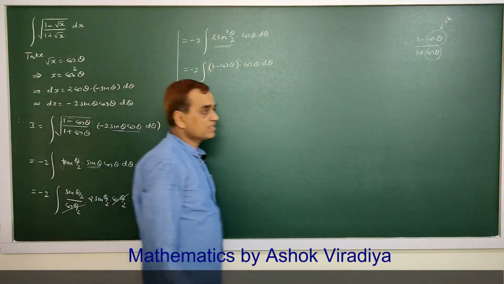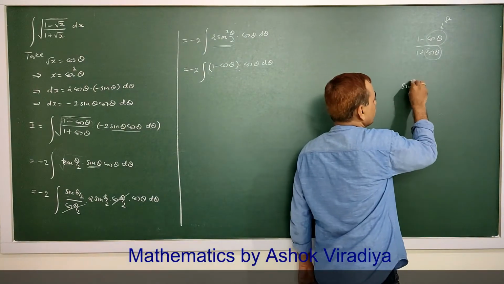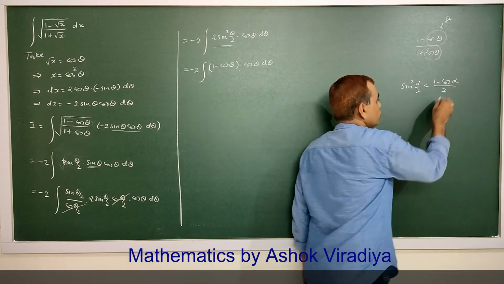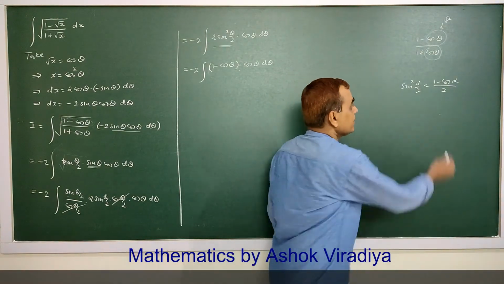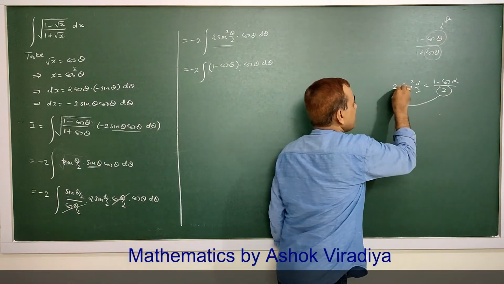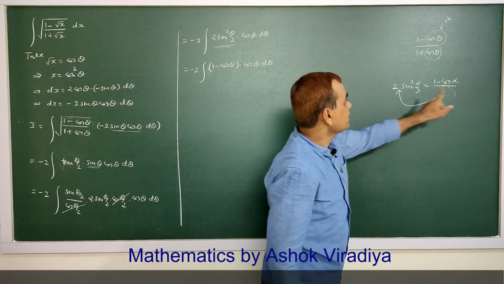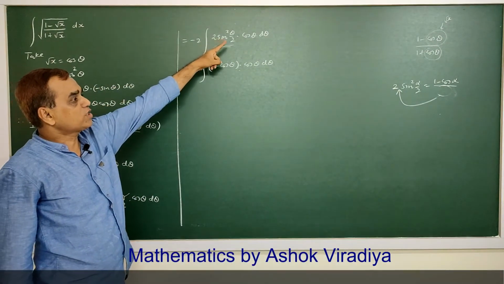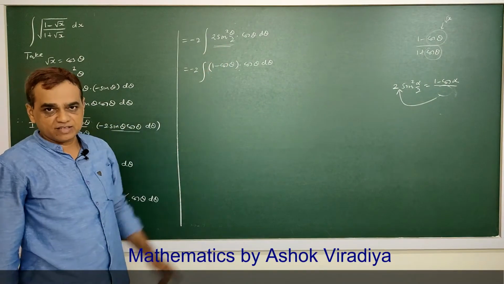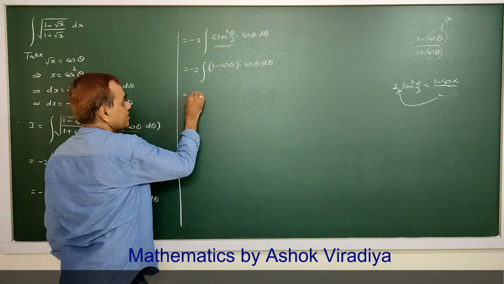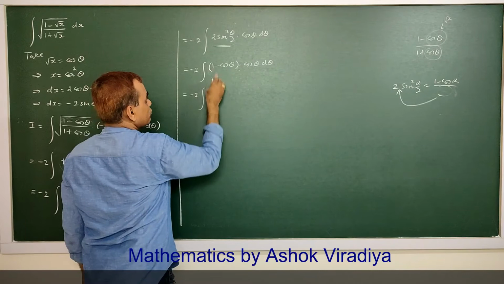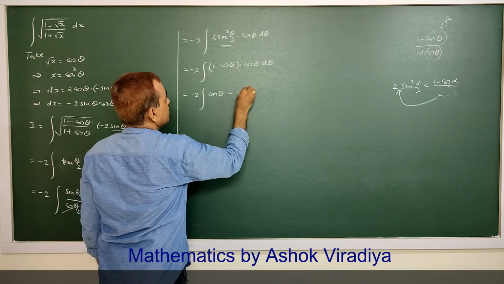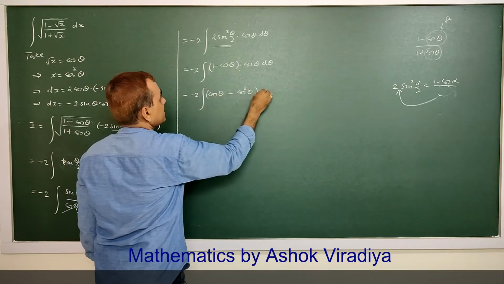Already we know the result: sin square alpha by 2 is 1 minus cos alpha by 2. And if you keep 2 connected with the LHS, then it will be equal to 1 minus cos alpha. So 2 sin square alpha by 2 is 1 minus cos alpha. That is minus 2 into cos theta, minus cos into cos, which is cos square theta d theta.